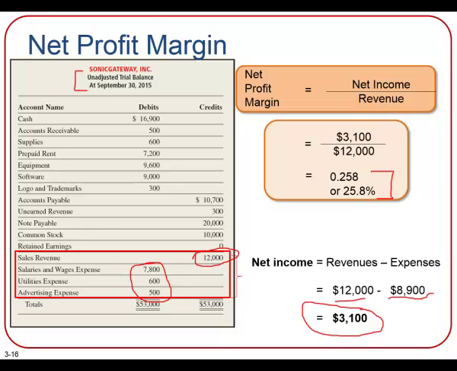This net profit margin implies that SonicGateway earned 25.8 cents of net income from every dollar of sales revenue. These measures are preliminary and will change when the accounting records are adjusted at the end of September. When comparing the profit margin between companies, make sure you do it in the same industry.